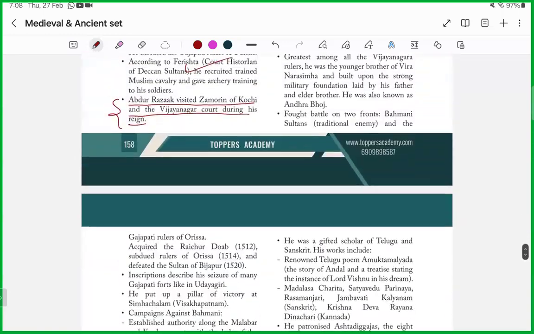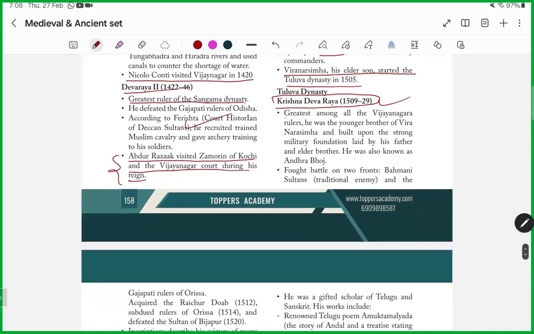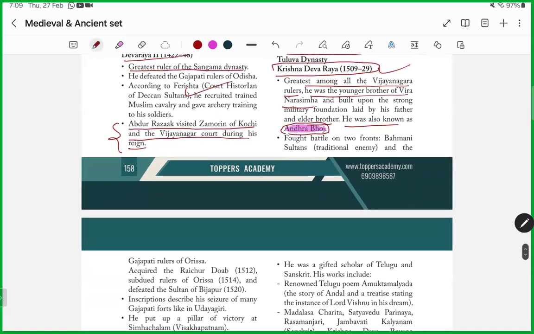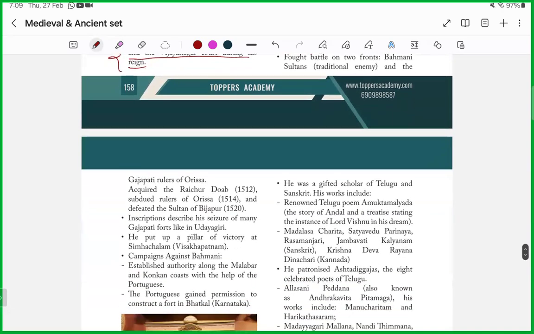So in the Tuluva dynasty, Krishnadevaraya is the greatest among all the Vijayanagar rulers. He was the youngest brother of Viranarasimha and built upon the strong military foundation laid by his father and elder brother. He was also known as Andhra Bhoja. Just remember this one, Andhra Bhoja. He fought battles on two fronts, the Bahmani Sultans and the Gajapati rulers of Orissa.